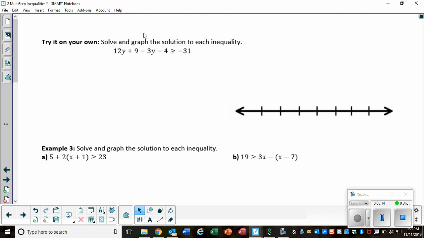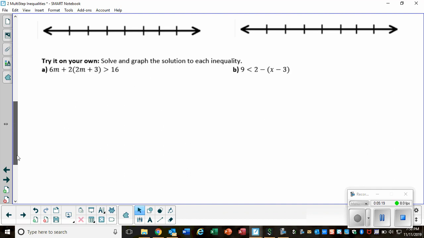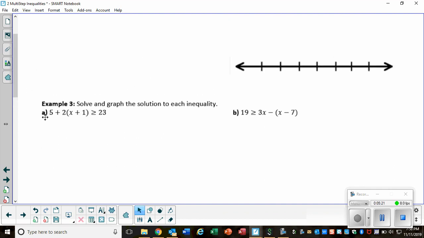Okay, so now you guys are going to try this one on your own. Now example 3, we're just going to put it all together. Okay, so we're going to look at A.